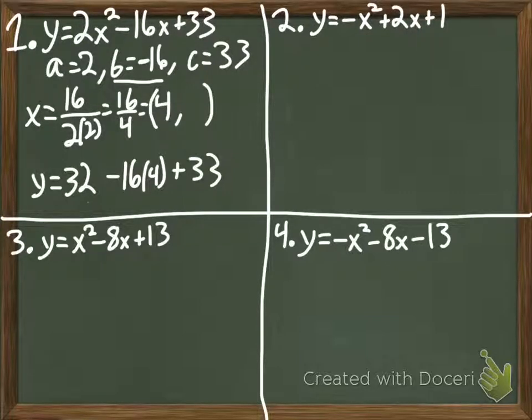16 times 4 is 64, so it's minus 64. So 32 minus 64 plus 33, and that gives us 1. So all those big numbers came out to a nice 1. So the vertex of this quadratic function would be (4, 1).